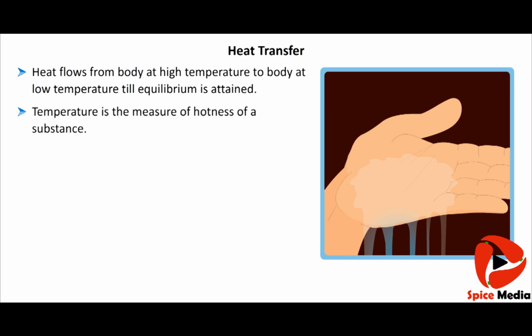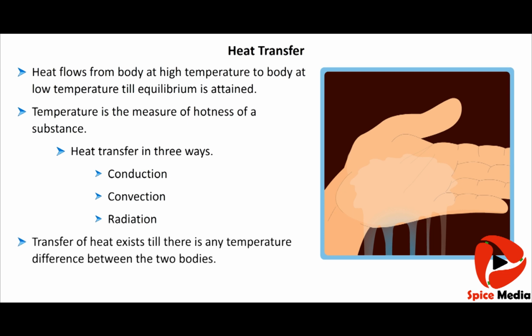Temperature is the measure of hotness of a substance. The science of how heat flows is called heat transfer. There are three ways that heat transfer works: conduction, convection, and radiation. Transfer of heat exists till there is temperature difference between the two bodies. Now, we will discuss the transfer of heat by conduction.